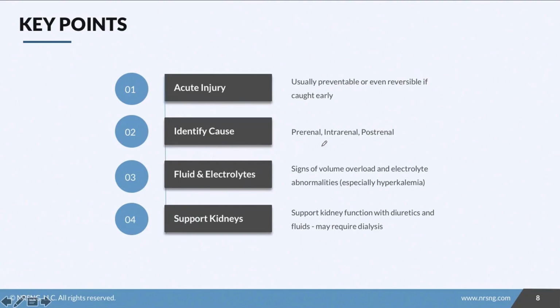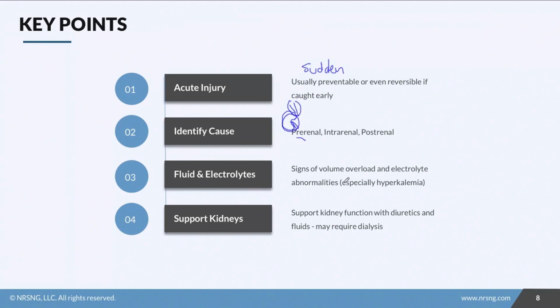All right, let's recap. Acute kidney injury is a sudden but usually reversible damage to the kidney. Okay, now if it's caught early enough, we can usually reverse it very quickly. Now, we want to identify and treat the cause, whether it's prerenal, meaning it happens before the kidneys, intrarenal, or a postrenal issue. We want to identify and treat that cause as much as we can to help prevent permanent damage.